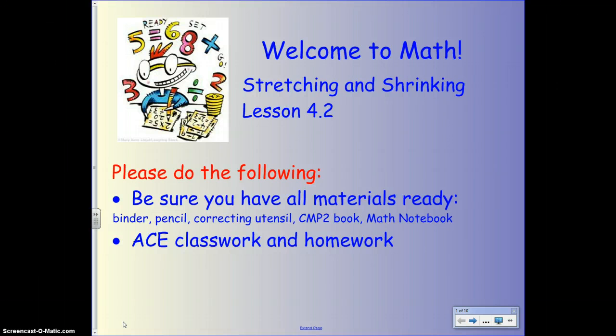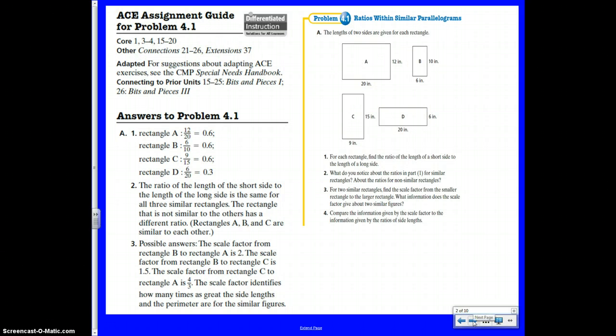Open up your notebook to your classwork. We're going to begin by looking at the answers to yesterday's classwork. We did problem 4.1a. Here are the solutions. On the right, you'll see the questions, and on the left are the answers. Pause the video so that you can take a minute to look at your work.